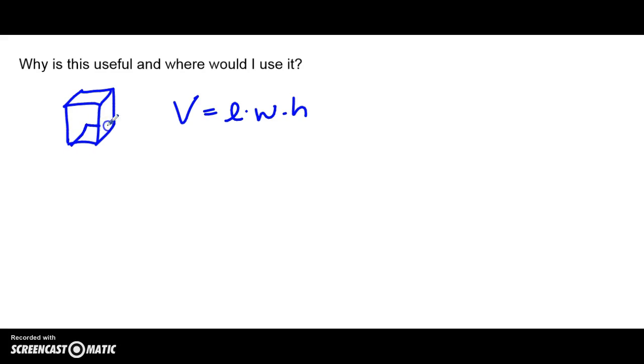Because we find the area of the base is a square. That's why we get length times width, because it's the area of the base, and we multiply it by the height of the figure.